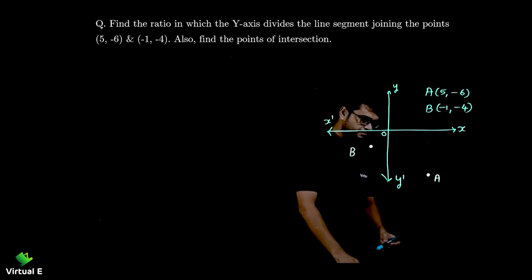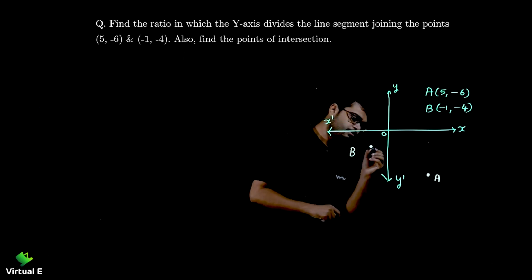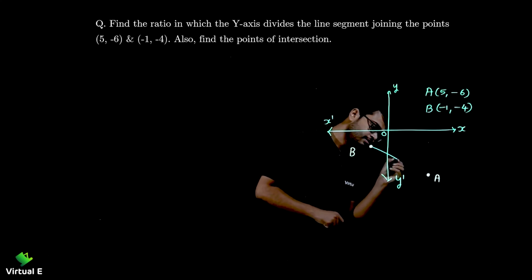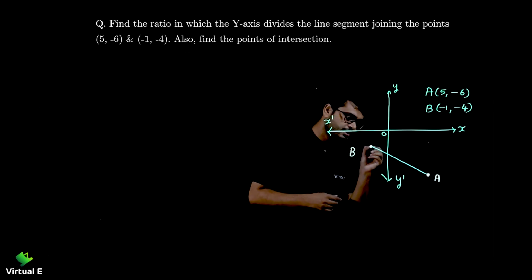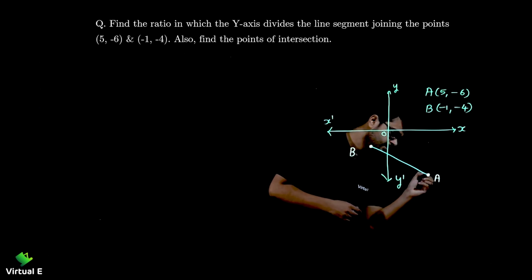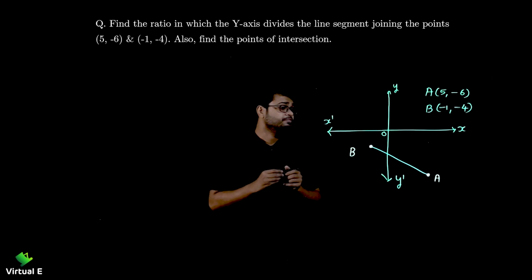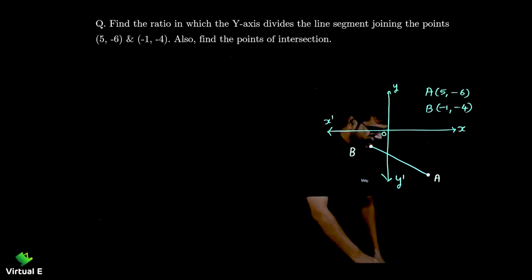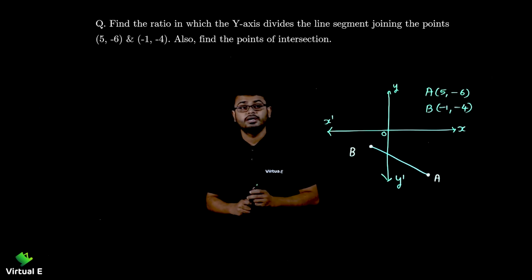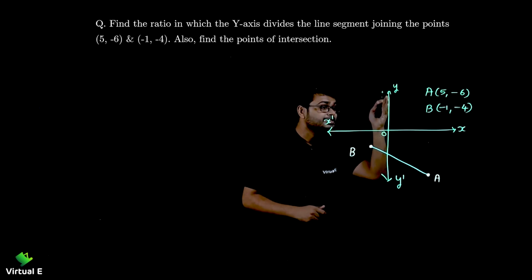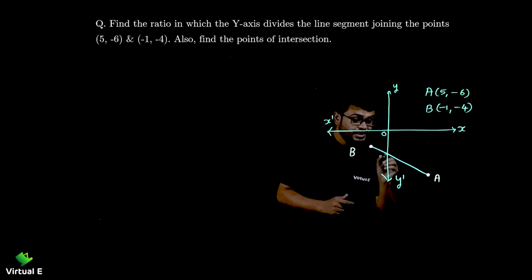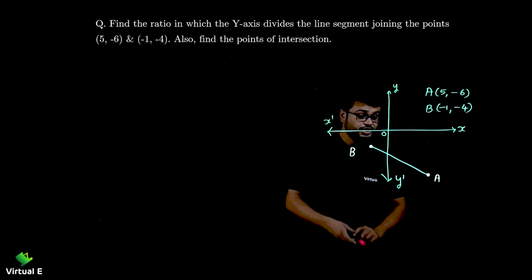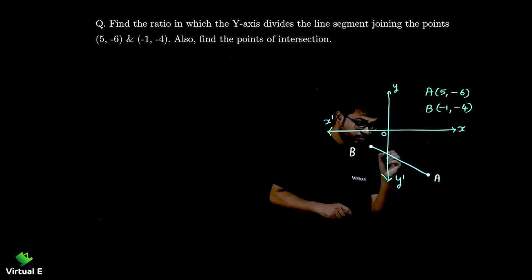Now let's join them. This is how the line looks if I join it. Okay, let's connect properly. Yes, done. So this is how it looks if I plot on the graph paper. Now you can see that the y-axis is passing through it, intersecting. And this is the intersecting point. We need to find this point and we need to find the ratio.